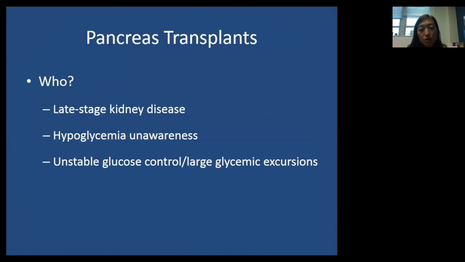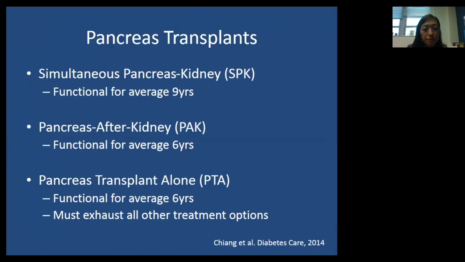And so typically we recommend it if they have late-stage kidney disease, they have hypoglycemia unawareness, meaning they have absolutely no symptoms, even if their sugars are dropping down into the 40s, sometimes 30s and lower. And they have unstable glucose control with a very large glycemic variability, meaning they can be 300 and 50 on the same day, so very high glycemic excursions.